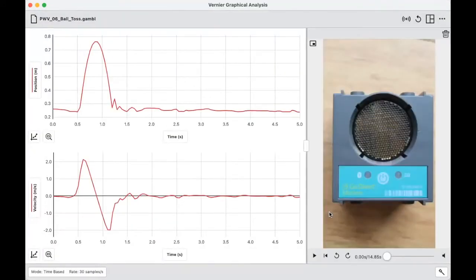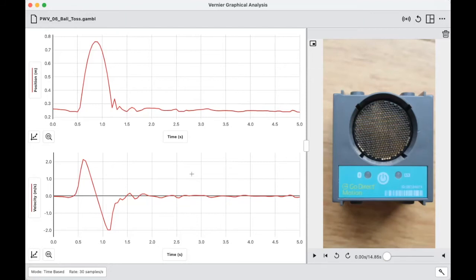So in this lab, they use the motion detector, toss the ball over the motion detector, and we have a position time graph and a velocity time graph. So we have the position time graph at the top and the velocity graph at the bottom. And suppose that I knew the mass of the ball and we were studying energy concepts.